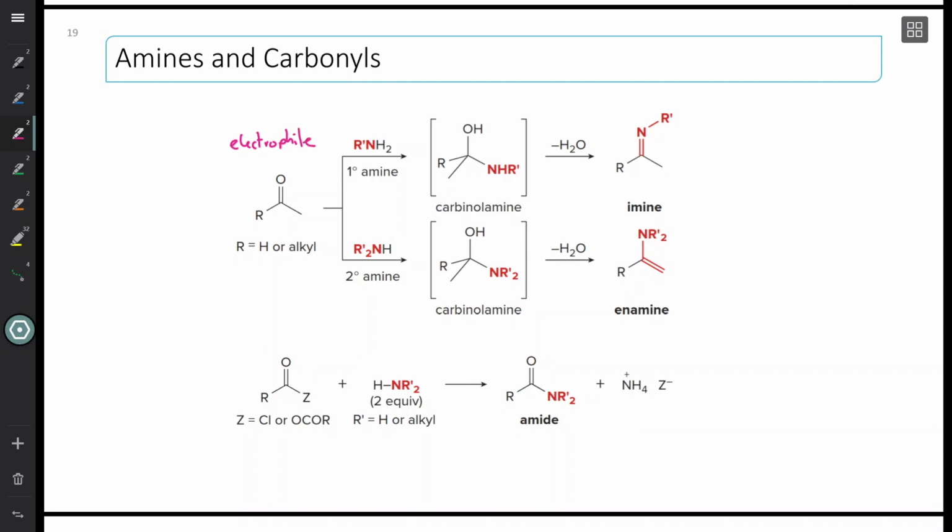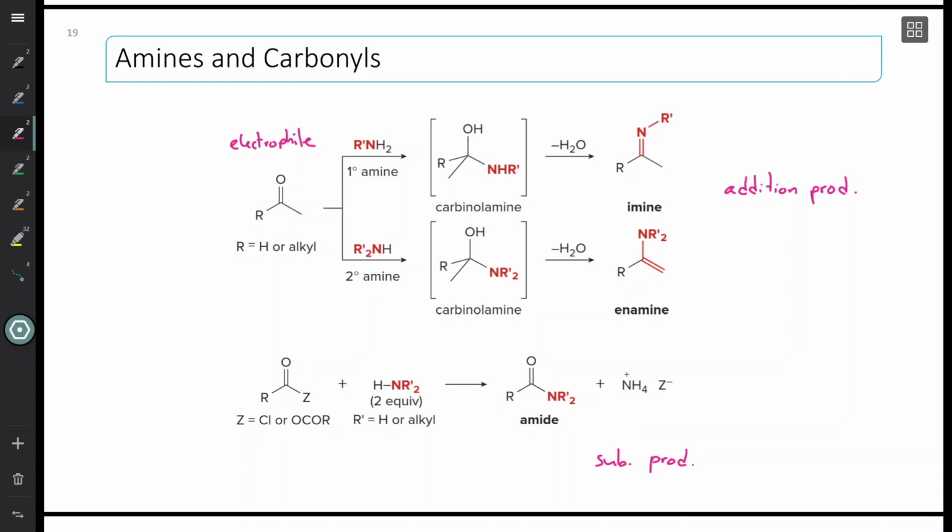So you can have the formation of imines and enamines through this tetrahedral intermediate. So this is with an aldehyde or ketone. And then if you have an acid chloride or an ester, you can react your amines to get the substitution product, which is the amide, right? So these are addition products, and that's your substitution product.